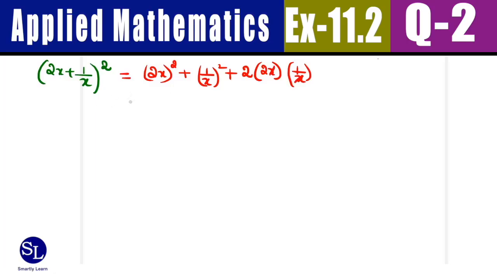Now let's write the final answer. This is going to be 4x squared plus 1/x squared plus 4. So this is what we have just expanded for the given function. Now let's do the differentiation for this.